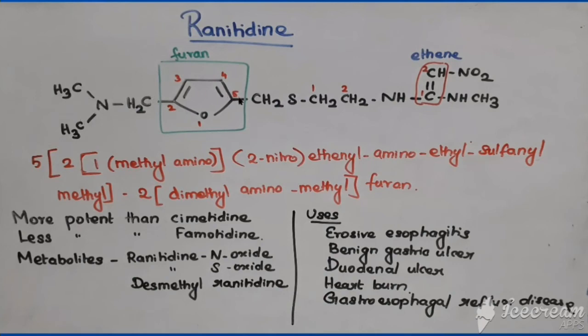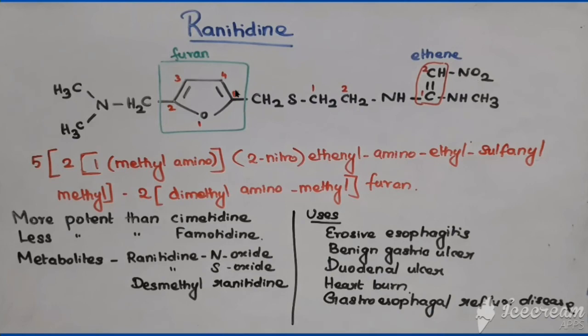Come to the fifth position, what is attached? Actually it is having methyl, and that is connected to sulfur, and with that what is attached? Ethyl, and that one is connected with amino group, and that is connected to the first carbon of ethene, and first carbon is connected with amino methyl, second carbon is connected with nitro group. So we'll see the chemical name for that.